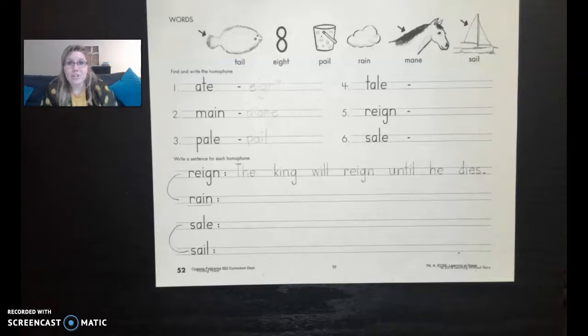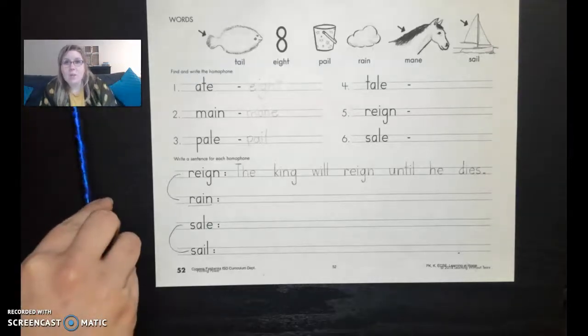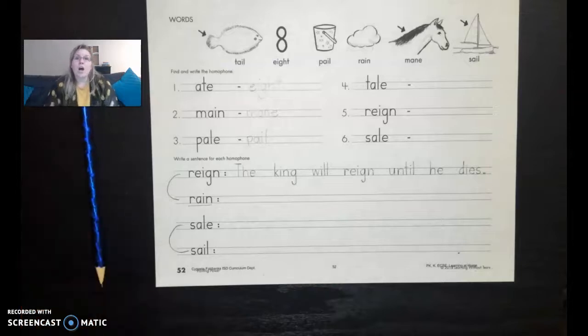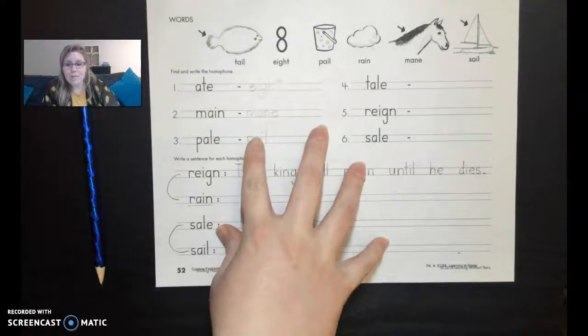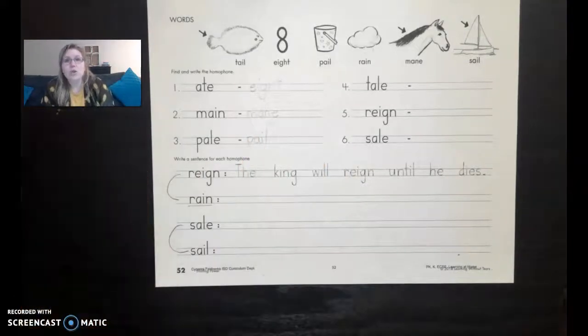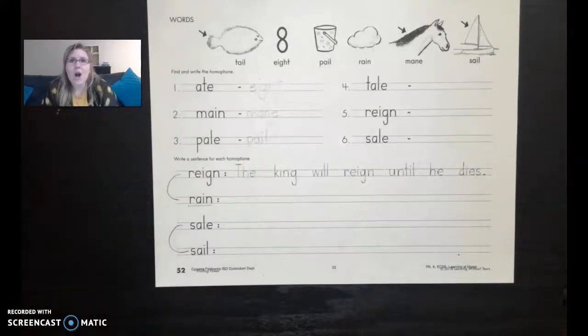Boys and girls, you learned a lot of new things today. But our main thing that we learned was homophone. Say homophone. Same sound, different letters, different meanings. So as you're practicing your handwriting page today, I hope that you're also practicing finding homophones.